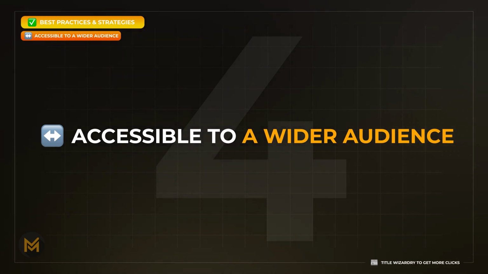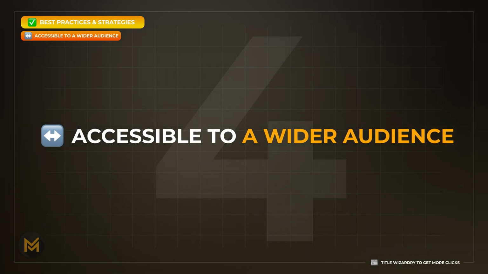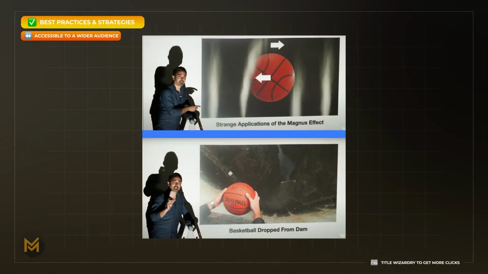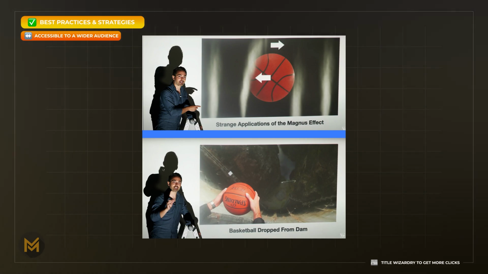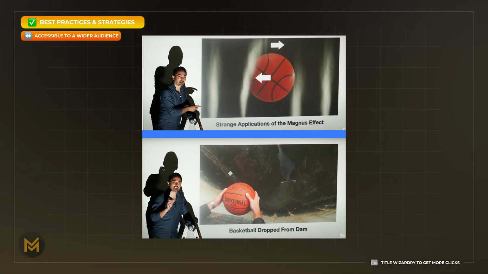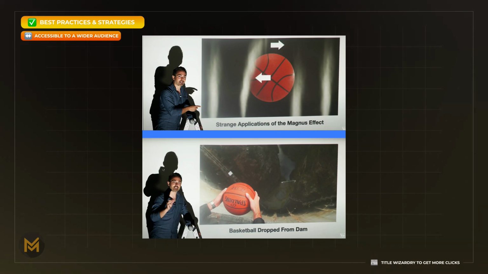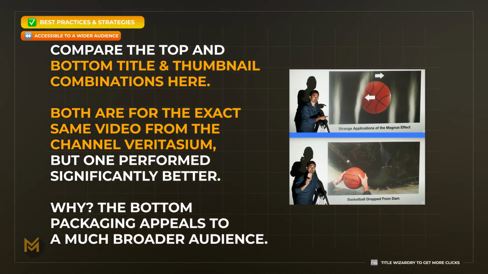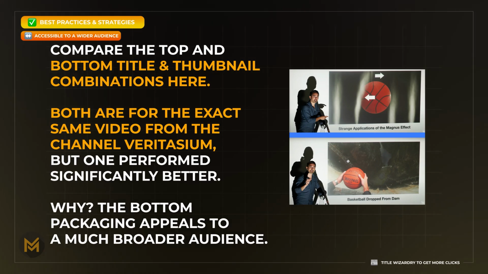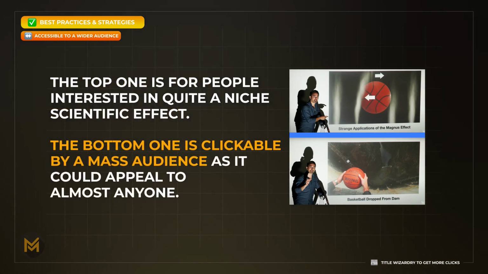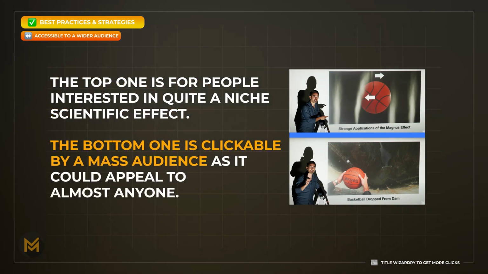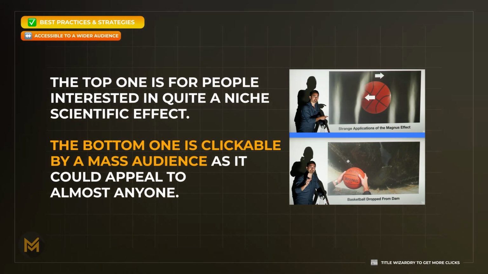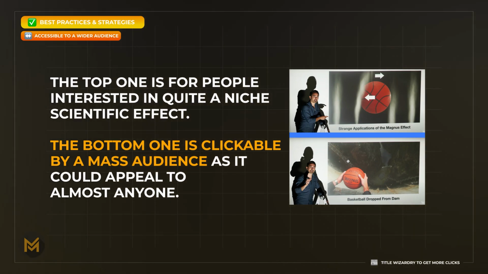Title strategy number 4. Make it accessible to a wider audience. So you can see in this example here, the first one was Strange Applications of the Magnus Effect. The second one was Basketball Dropped from Dam. Compare the top and bottom title thumbnail combination here. Both are for the exact same video from the channel Veritasium, but one performed significantly better. Why? The bottom packaging appeals to a much broader audience. The top one is for people interested in quite a niche scientific effect. The bottom one is clickable by a mass audience as it can appeal to almost anyone.